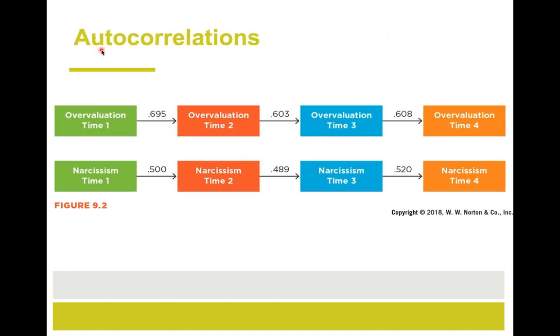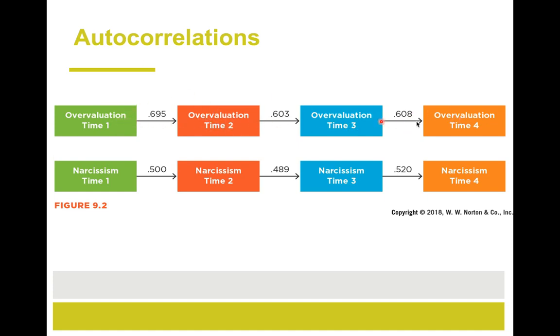A second kind of correlation that we can evaluate with a longitudinal research design are autocorrelations, which instead of correlating variable A with variable B at each time point, we can see how stable is each variable over time, meaning how is overvaluation at time 1 correlated with overvaluation at time 2 and time 3 and time 4, meaning if a parent is high on overvaluation at time point 1, do they stay high at time point 2 and 3 and 4?